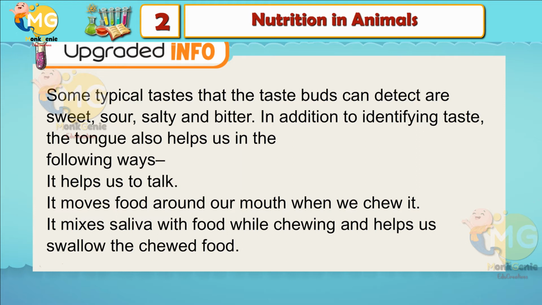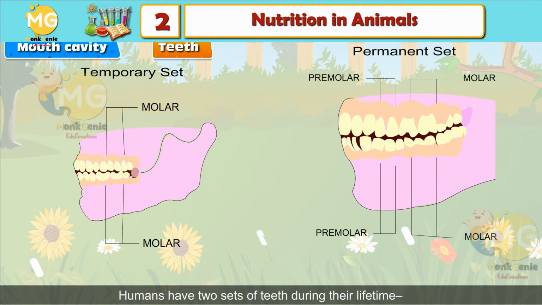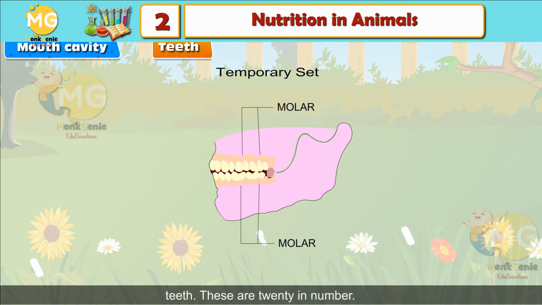In addition to identifying taste, the tongue also helps in the following ways. It helps us to talk. It moves food around our mouth when we chew it. It mixes saliva with food while chewing and helps us swallow the chewed food. Teeth. Humans have two sets of teeth during their lifetime. Primary teeth. Primary teeth are also known as deciduous or milk or baby teeth. These are 20 in number.